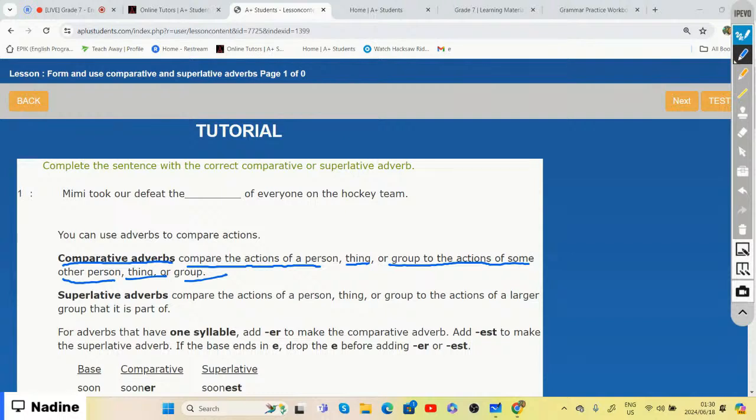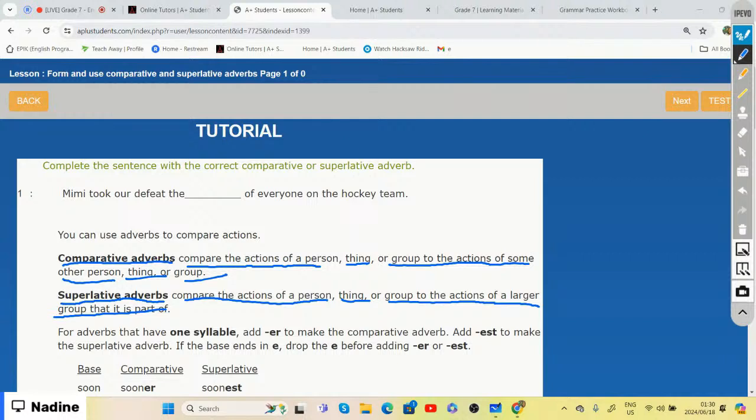Then we have our superlative adverb, right? And a superlative compares the actions of a person, thing, or group to the actions of a larger group that it is part of. So we are comparing, let's say, the one person, thing, or group to a larger group, right? We're comparing it to a larger group.